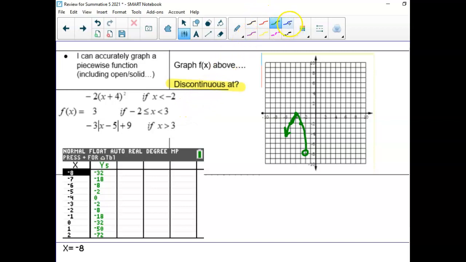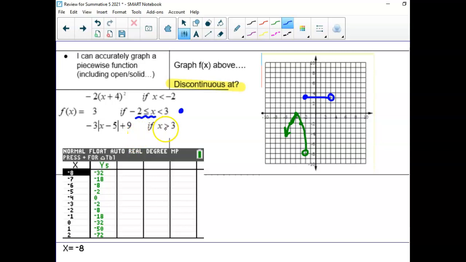Can I not use a calculator for the next piece? If I do this one in blue, what does that look like? It says stay at 3, right? From where to where? -2 to +3. Any solid, open, what's happening? -2 is solid, but +3 is an open circle. Okay. Everybody good? All right, what shape is this next one?